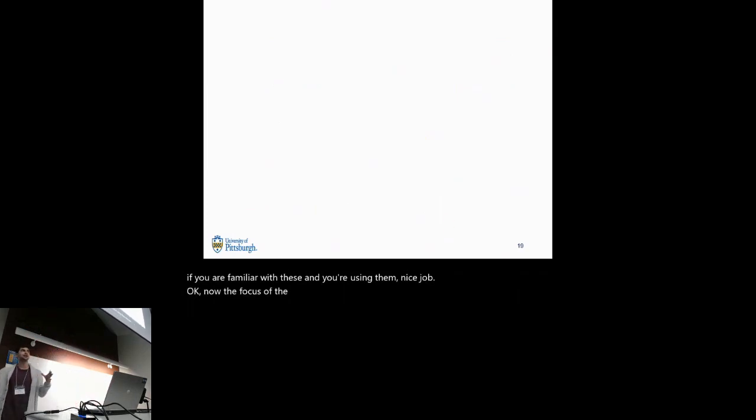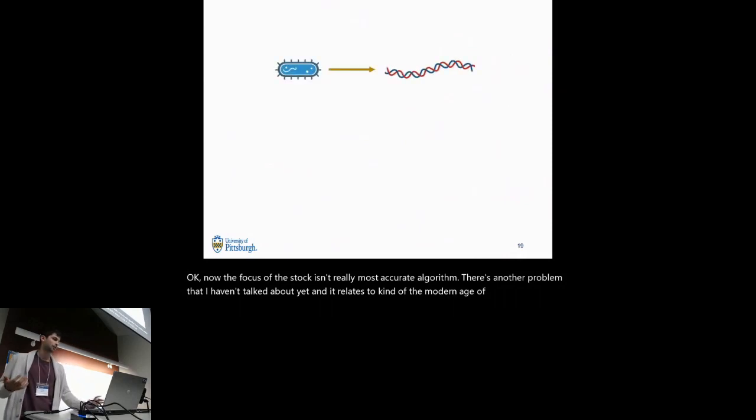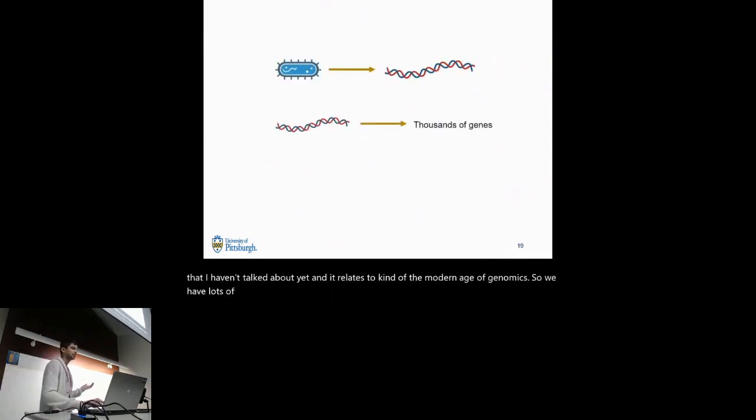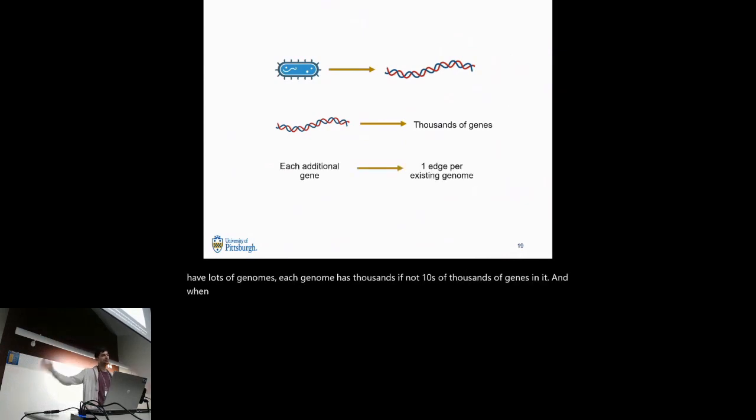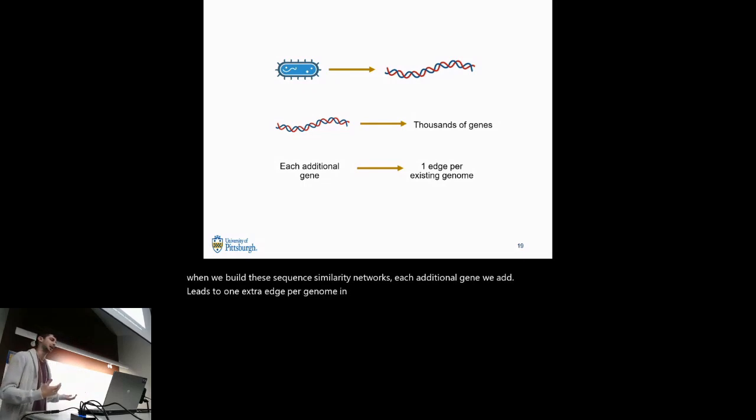Okay, now the focus of this talk isn't really the most accurate algorithm. There's another problem that I haven't talked about yet, and it relates to the modern age of genomics. So we have lots of genomes. Each genome has thousands, if not tens of thousands, of genes in it. And when we build these sequence similarity networks, each additional gene we add leads to one extra edge per genome in our set. What does that mean?